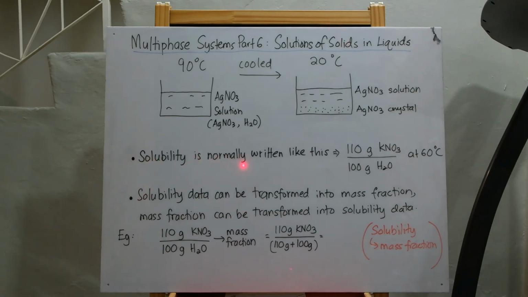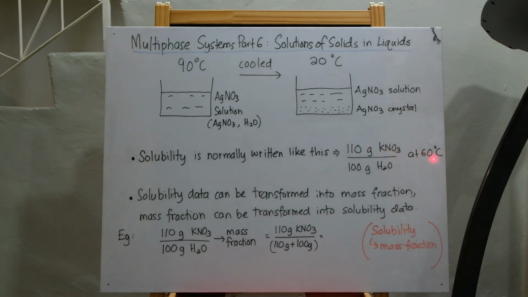Solubility is normally written like this. So you can refer to your textbook. You have a table of solubility in section 6.5, and normally solubility is written like this. This I took from the table in section 6.5 for potassium nitrate at 60 degrees C. We remember the solubility is different at different temperatures. So this solubility is specifically at 60 degrees C for potassium nitrate.